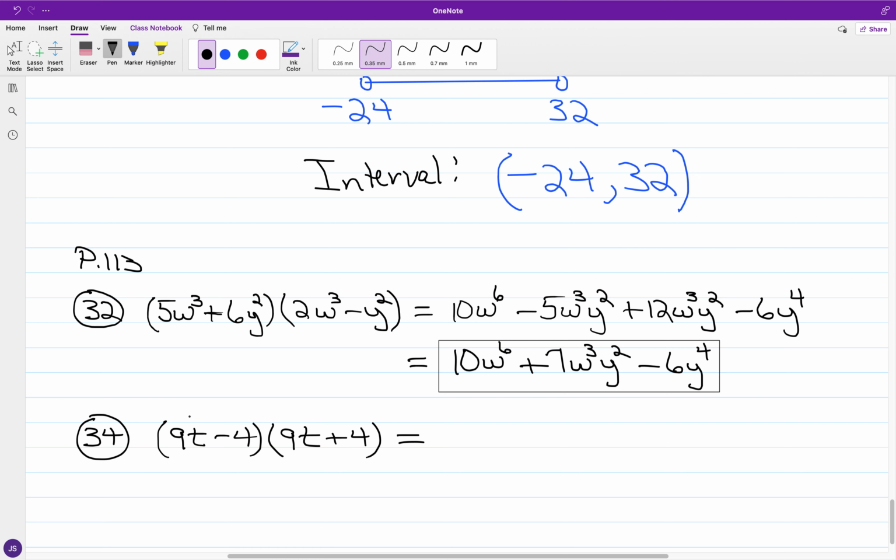And if I FOIL out, for the first product, I have 9t and 9t multiplied together, so this will be 81t squared. And you're going to have the outside and inside products be additive inverses, meaning that they're going to cancel each other. So the outside product we have is 36t, and the inside product is negative 36t. And the last product is negative 4 times 4, which will be negative 16.